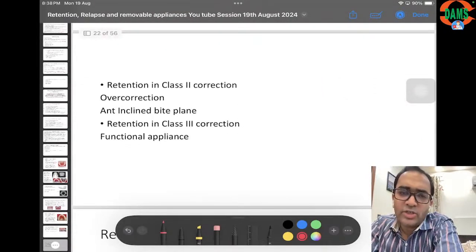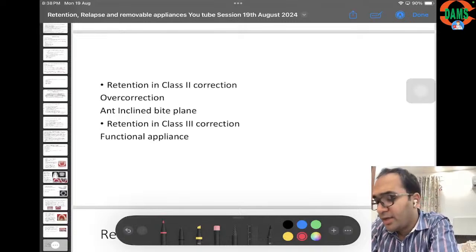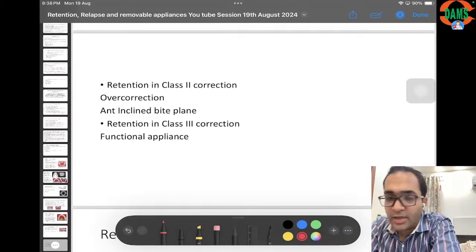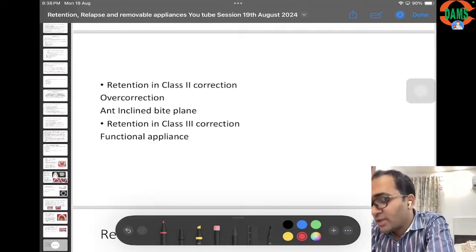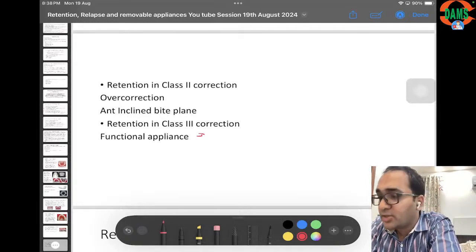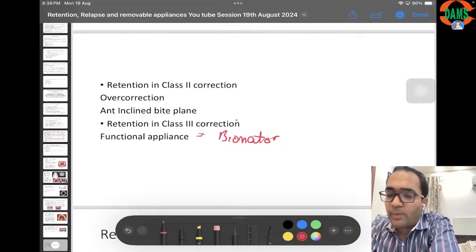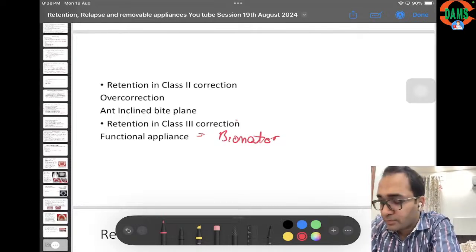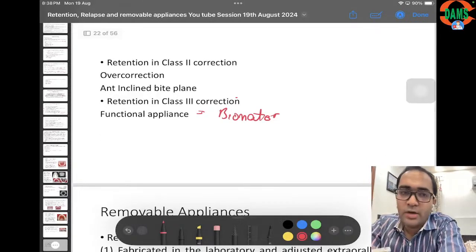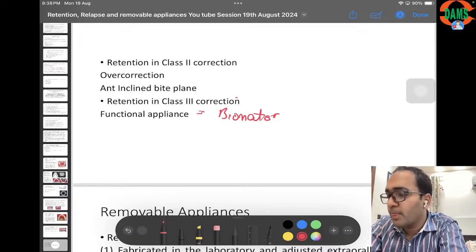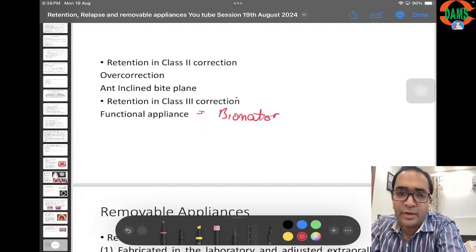Next, in retention in class 2, overcorrection or anterior inclined bite plane I have already discussed, and in class 3, functional appliance. And what is the functional appliance which is commonly given for retention of class 3 correction? That is the bionator. Class 3 bionator is the appliance which is given. So this was a discussion or a session on retention and relapse.